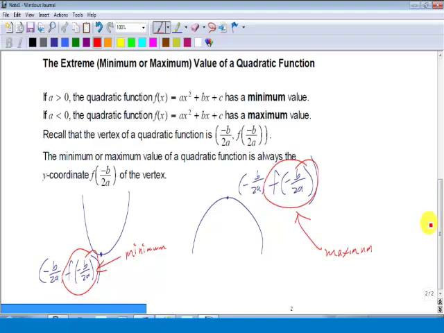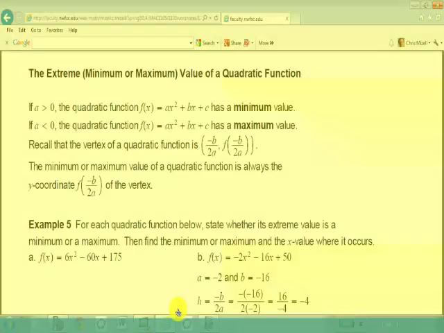How do we tell whether it opens up or down? We look at the a. If a is positive, then no x-axis reflection has taken place in transforming the graph. So a is positive in that case, a is negative in that case.